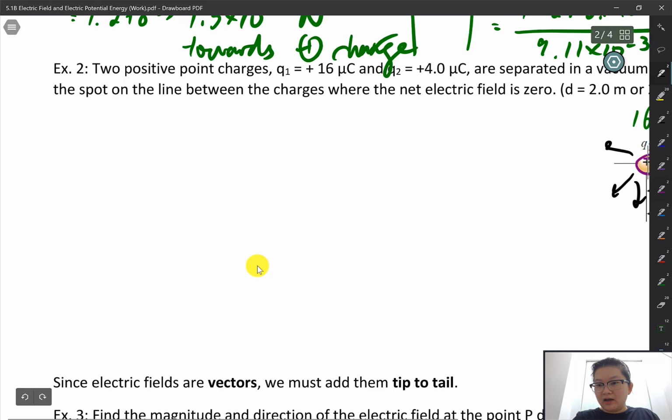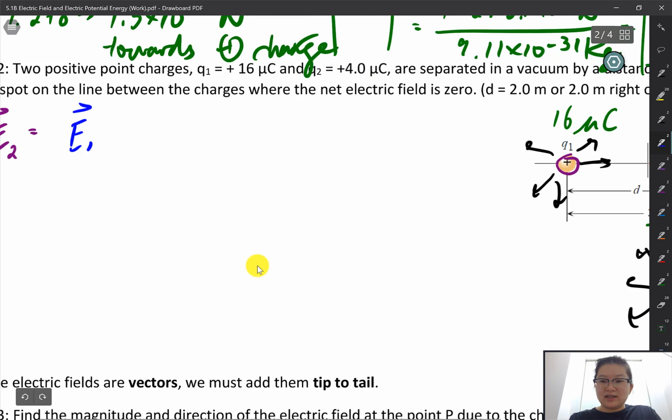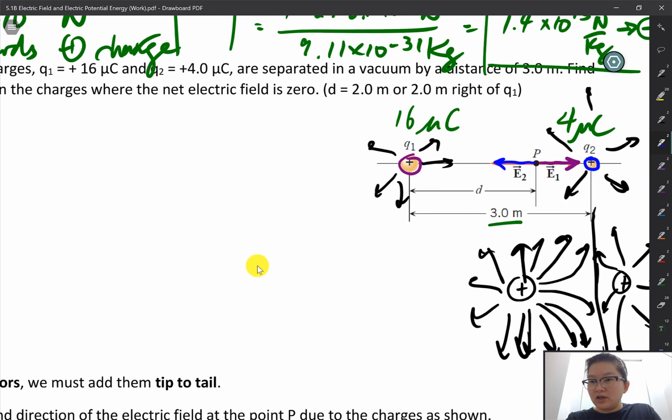Now we can go ahead and write our equation. So, from a magnitude perspective, the electric field due to charge 2 is going to be exactly the same as the electric field due to charge 1 at that point. We do know a few things. We know that the total distance between the two charges is 3 meters. We don't know where P is, but let's set that distance as D from Q1.